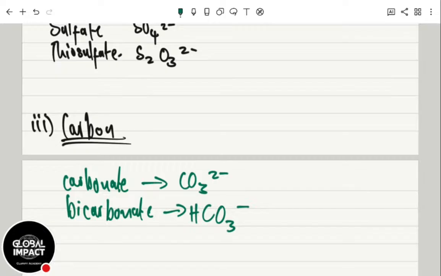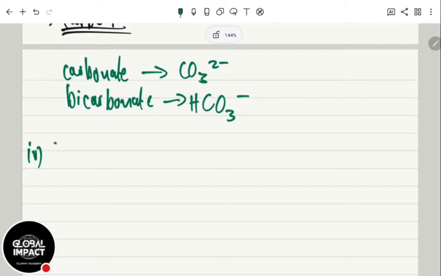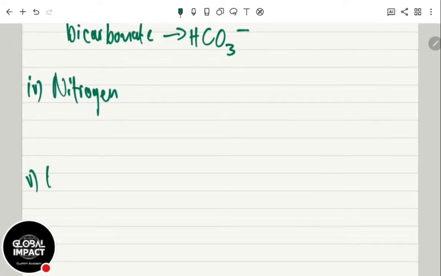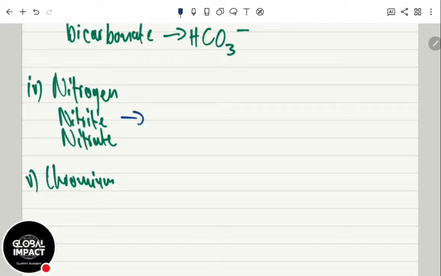Then we are going to go to the next one. So I have seen carbon. I have seen the last ones now. You need to know nitrogen. Then you'll need to know chromium. Let's put, I have 3, then I'll put 4. Let's put 4 for nitrogen. Then 5 is going to be for chromium. All right. For nitrogen, what do we have? We have the nitrite and we have the nitrate. Nitrite, NO2, nitrate, NO3. And both of them are just minuses.